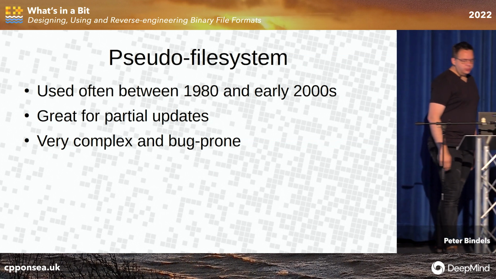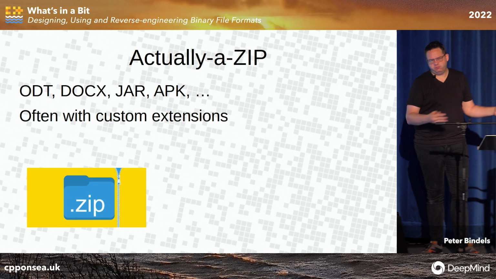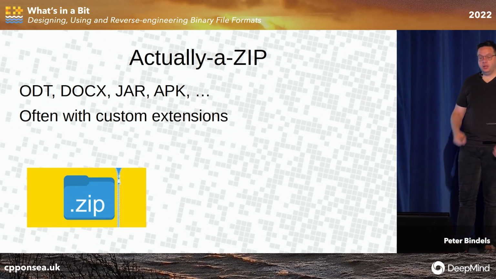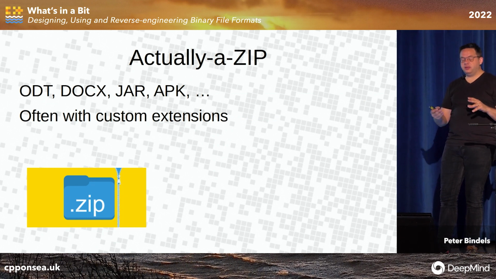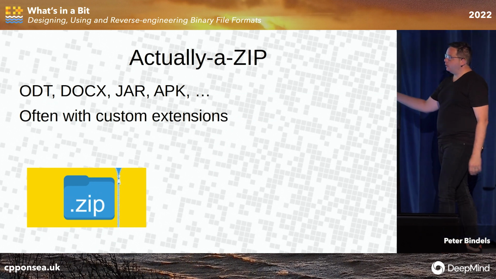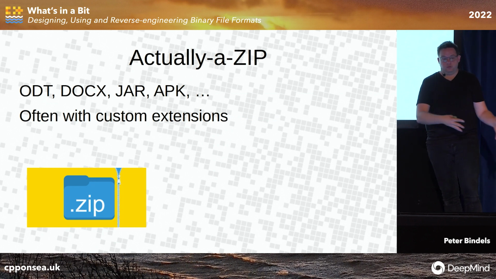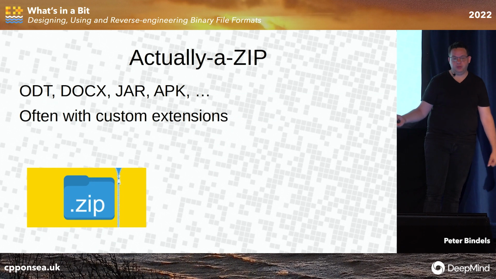And then we have the last one kind of limping in, which is, I made my own custom file format, but it's just a zip. And this is one that happens a lot with file formats that are essentially text-based. So if you have a document in docx, it's a zip file with XML files in it. If you have an open document file, it's a zip file with XML files in it. If you have a jar, it's a zip file with class files in it. If you have an APK, it's pretty much the same thing.